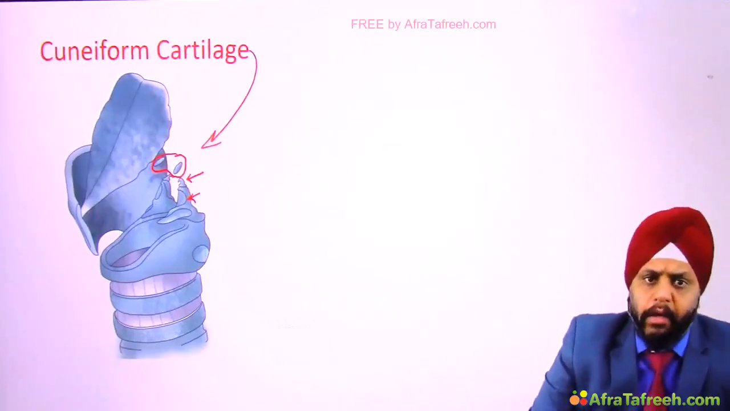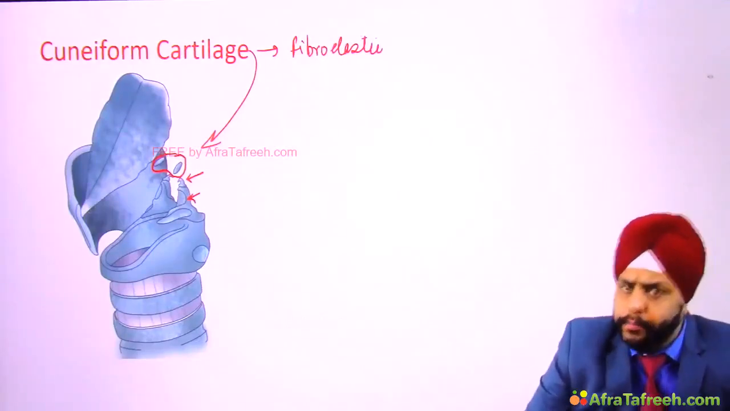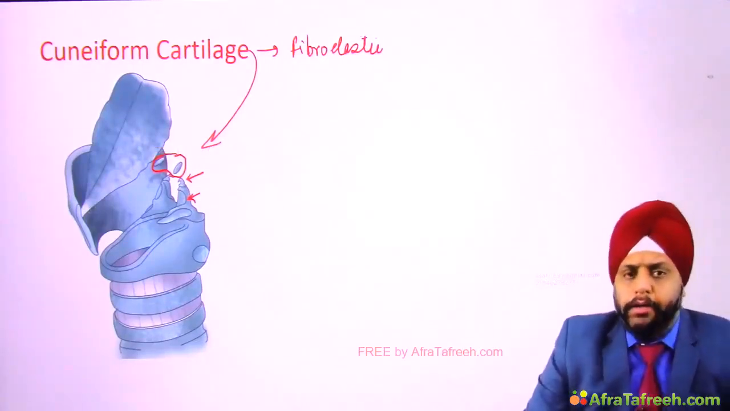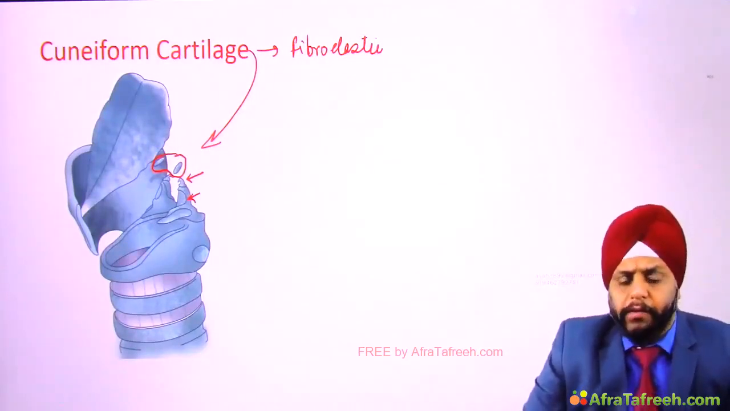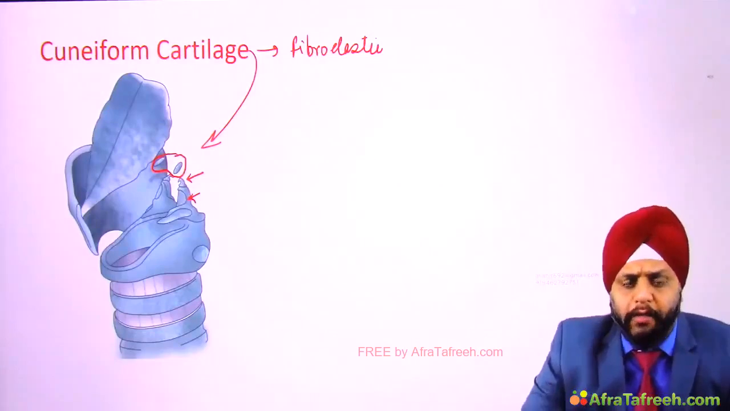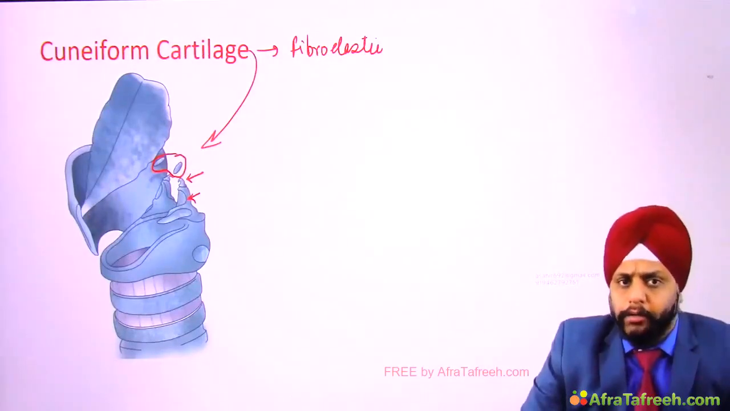Now remember, these cuneiform cartilages are fibroelastic cartilages once again, right? And they are not hanging in the air. By the way, they look like they are hanging because we have removed all the mucosa and the folds and the muscles and everything. We are just focused right now on the cartilages.